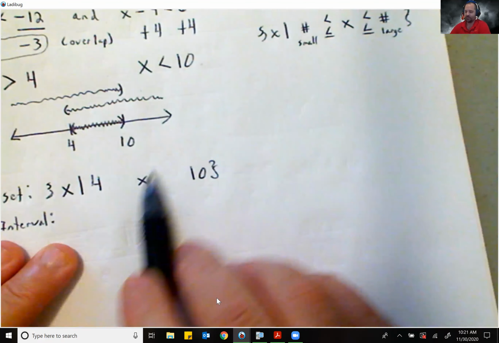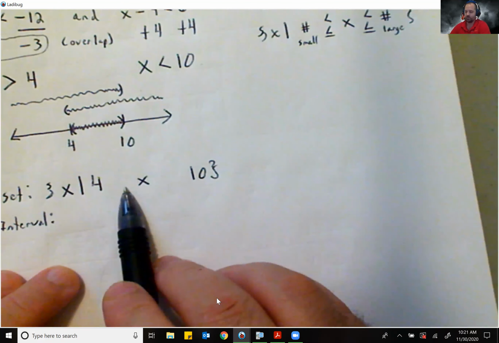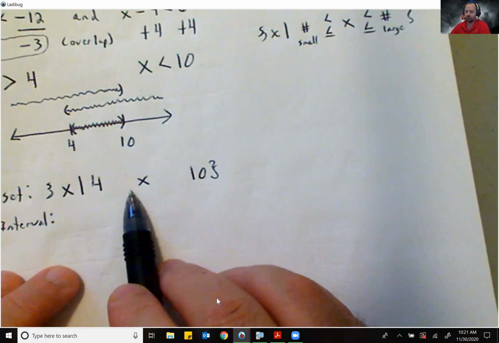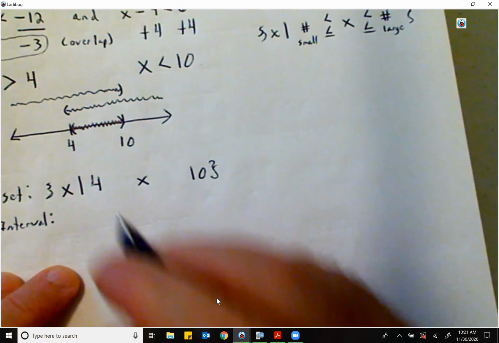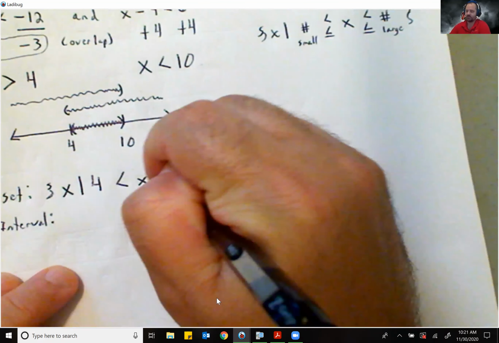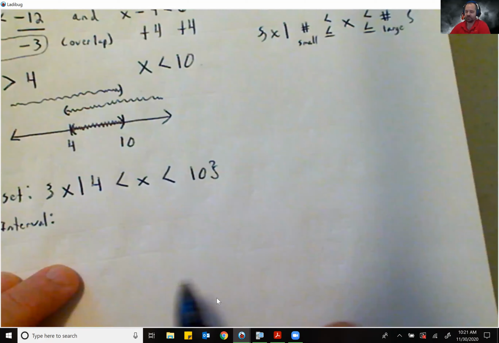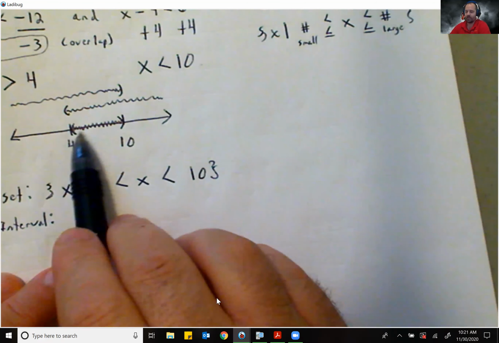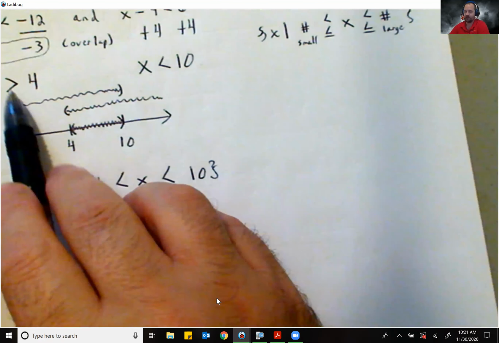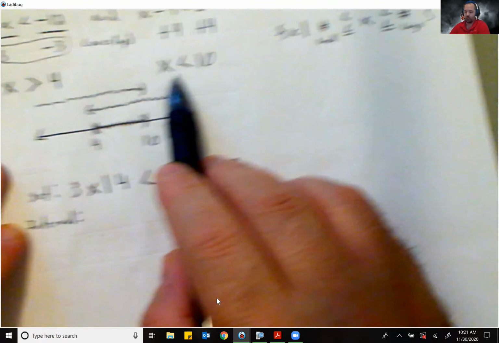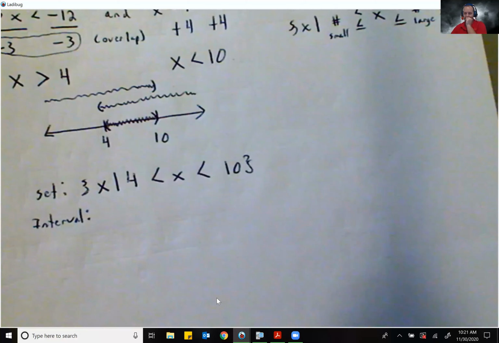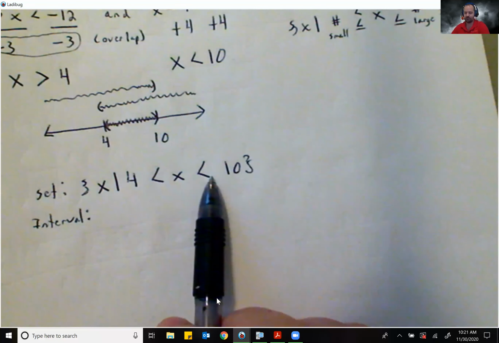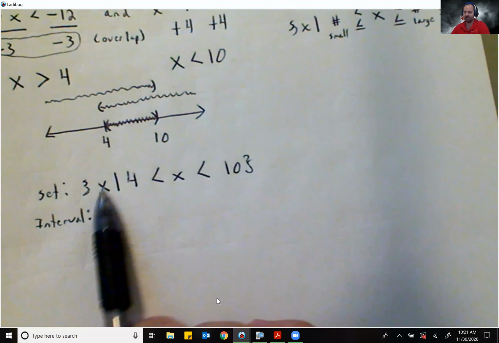Now the question is, is this a less than or is this a less than or equal to? They're both going to be less thans because they're both parentheses. And if you look right here, there's no equal tos. That's how you know. And these are always less thans. So this right here is the set answer.